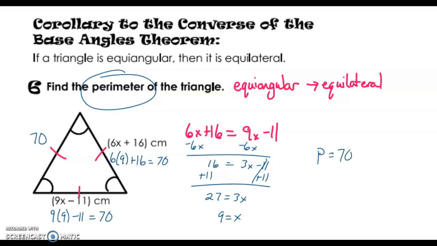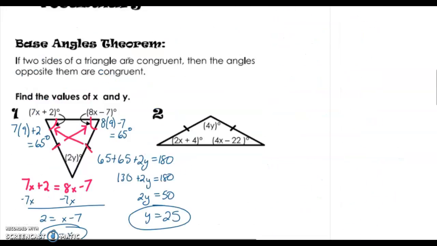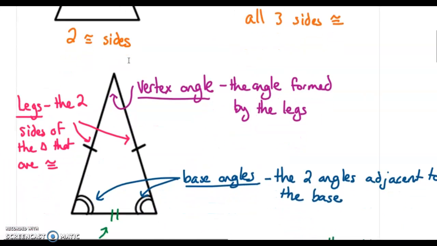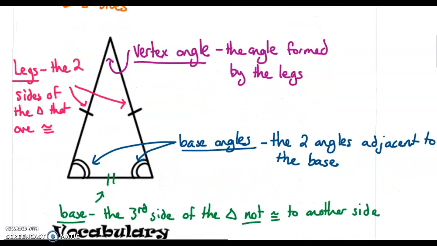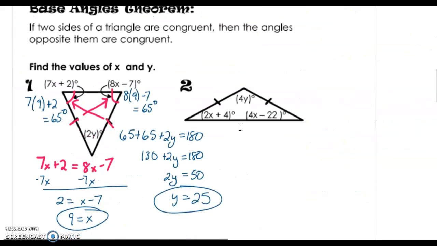So the perimeter is where you add up all the sides. So 70 plus 70 plus 70, or 70 times 3, is 210 centimeters. And that's our answer. So really, what I would say you really need to know is, first of all, you need to know the vocab on an isosceles triangle. That would be very important for you to know for upcoming quizzes and tests and to be able to do these problems correctly.